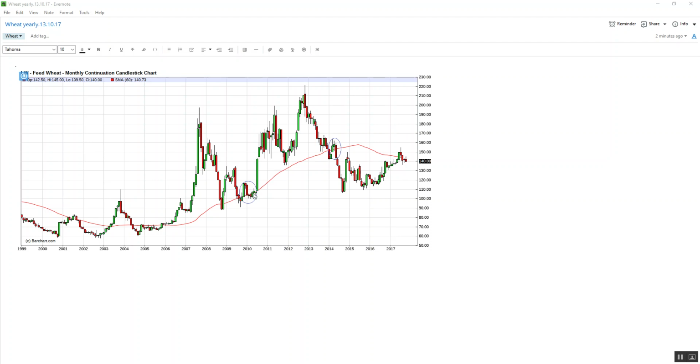In 2010, it obviously held and went back up. In 2014, it didn't, it went straight down. Now, are we going to see the 2010 or the 2014 action? Let's have a look, see what we can identify. At the moment, we've got a swing high here at 140. Let's pop down into lower time frames and see.